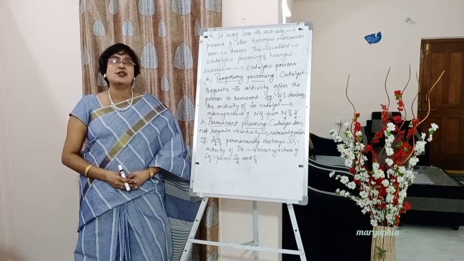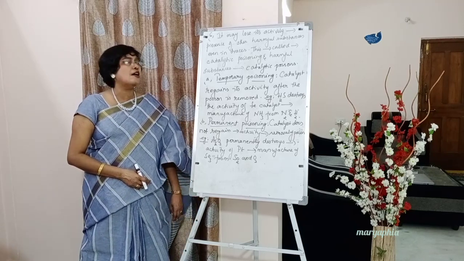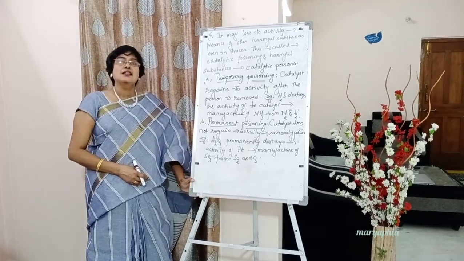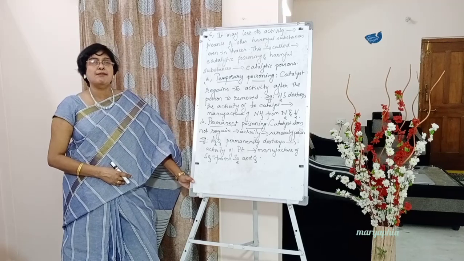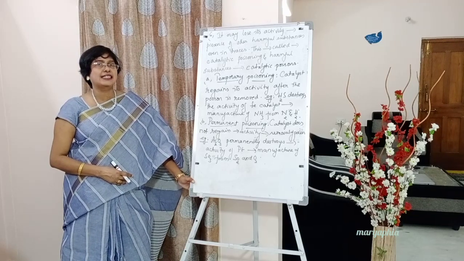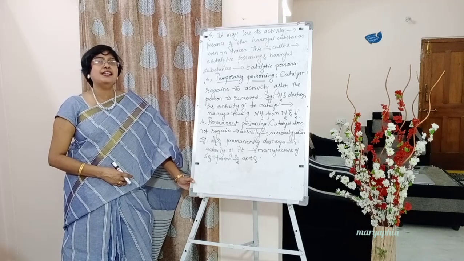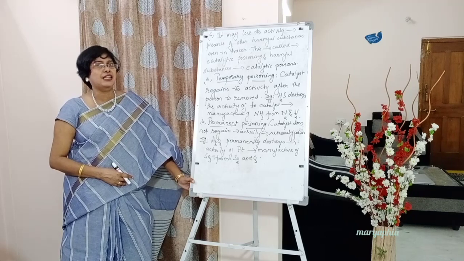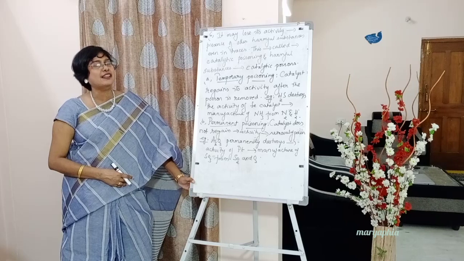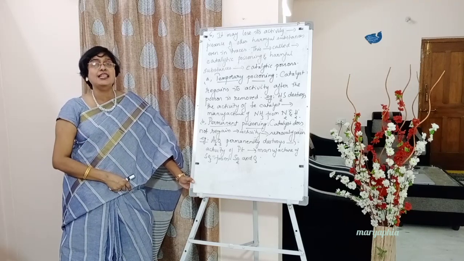Below write down. Catalytic poisoning is of two types. A. Temporary poisoning. The word temporary itself indicates that the poison reduces the activity of the catalyst, and once it is removed, again the catalyst regains its activity. This is called temporary poisoning.